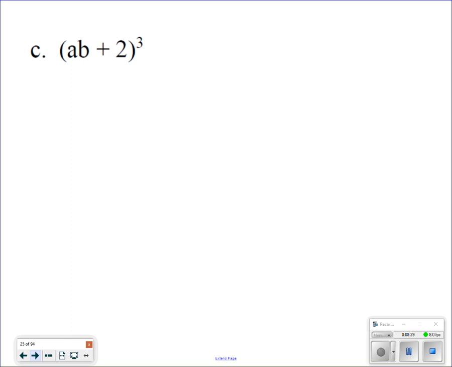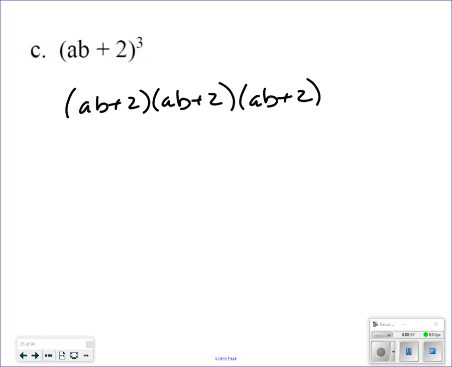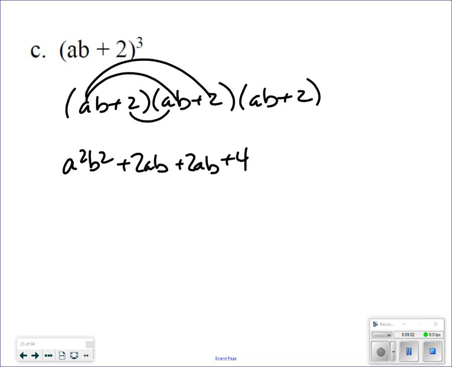Last one, and again, a situation where memorizing this would probably be harder than just doing the question: you're taking ab plus 2 times ab plus 2 plus 8 times ab plus 2. Now this is starting to get to the level where memorizing might be a little bit faster, but here we go. Multiply, so I get a squared b squared, plus 2ab, another plus 2ab, plus 4. So again, that pattern where you square the first, multiply and double, and square the second.